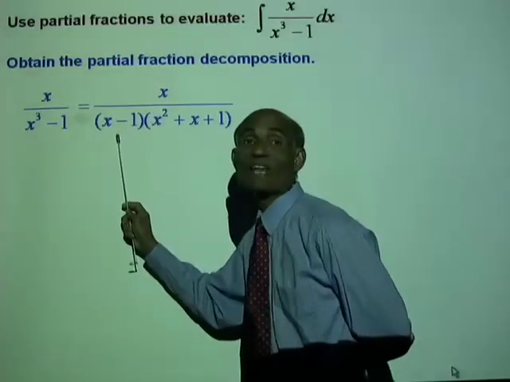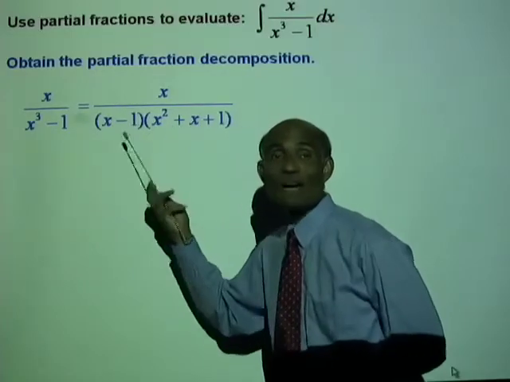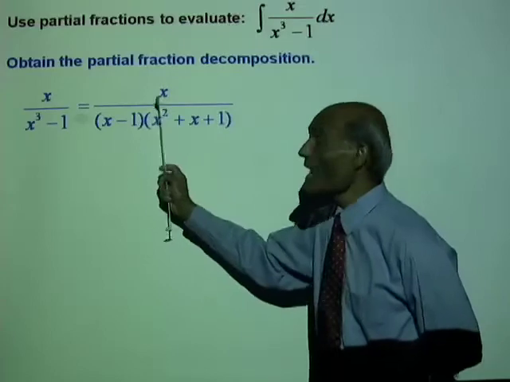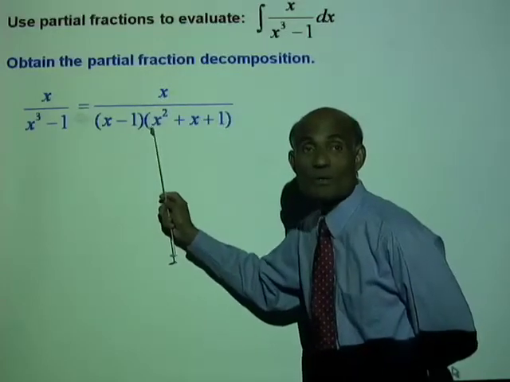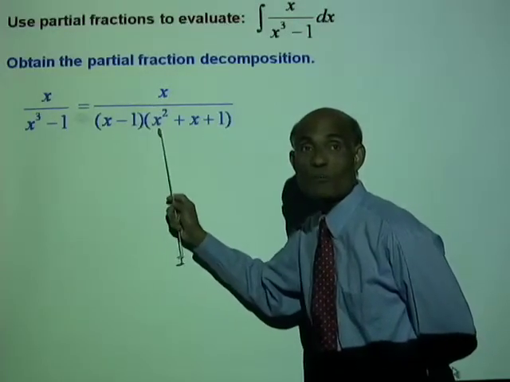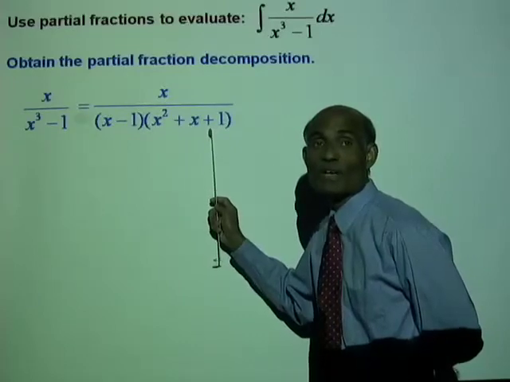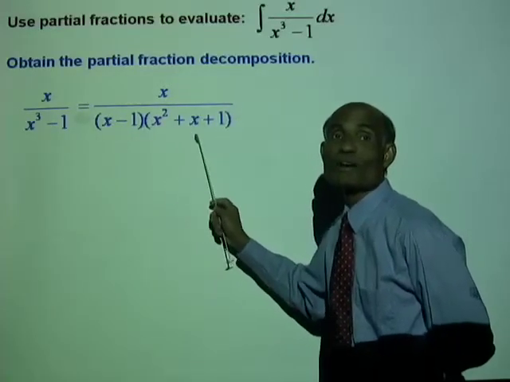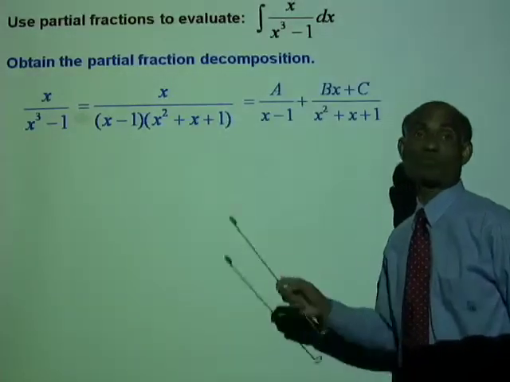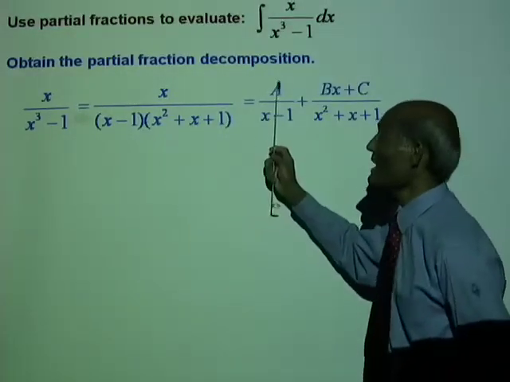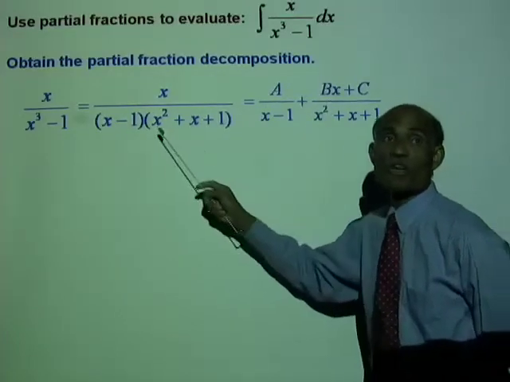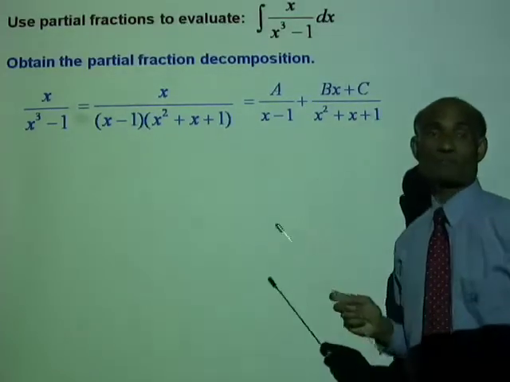We have a linear factor and a quadratic factor. Now how do we deal with it? It will be a over x minus 1 plus, how do you accommodate the quadratic factor? It will be plus bx plus c over x squared plus x plus 1. So there you have a over x minus 1 plus bx plus c over the quadratic factor.